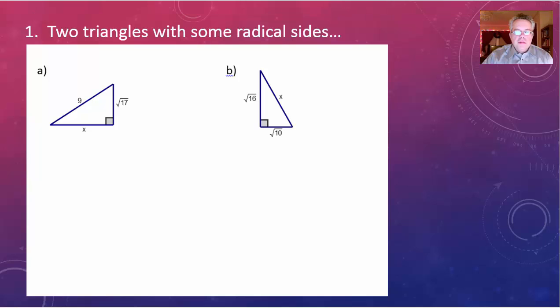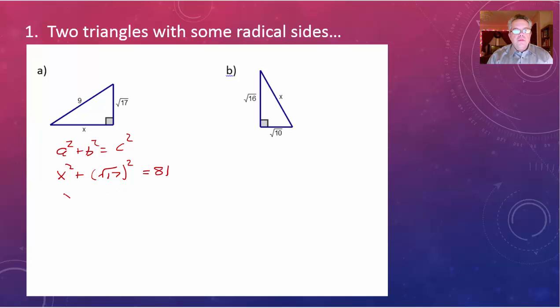Okay, the first triangle there is a right triangle, so we can apply the Pythagorean theorem. One side is a square root of 17 though, but this won't be a problem for us. Remember, a squared plus b squared equals c squared, where a and b are the legs of the right triangle and c is the hypotenuse. In this figure, x and the square root of 17 are the lengths of the legs. So we have x squared plus the square root of 17 squared equals 9 squared, which is 81.